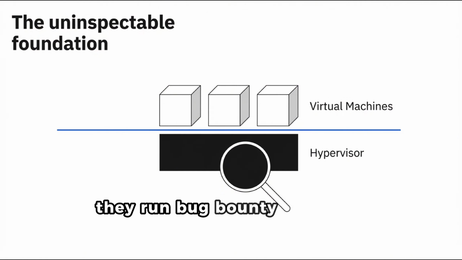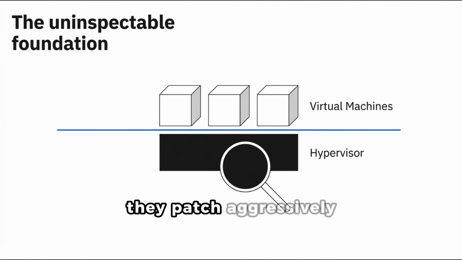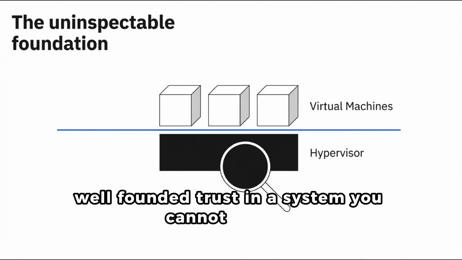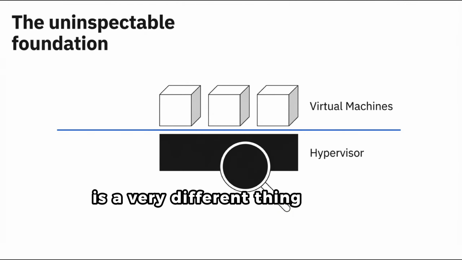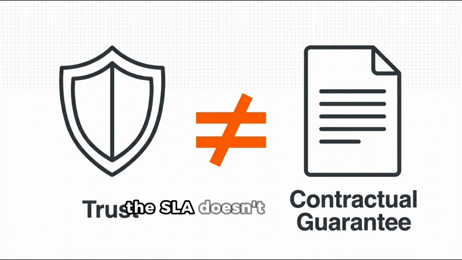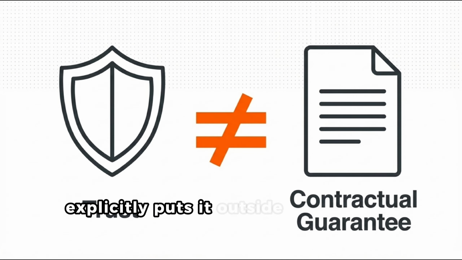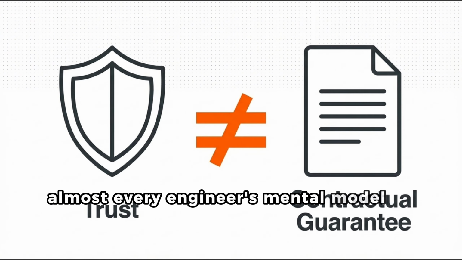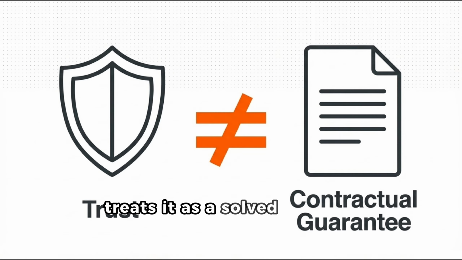They run bug bounty programs. They patch aggressively. The hypervisors are not where most real-world security incidents originate, but generally well-founded trust in a system you cannot inspect is a very different thing from a contractual guarantee you can hold someone to. The SLA doesn't cover it. The shared responsibility model explicitly puts it outside your control. And yet, almost every engineer's mental model of cloud security treats it as a solved problem.